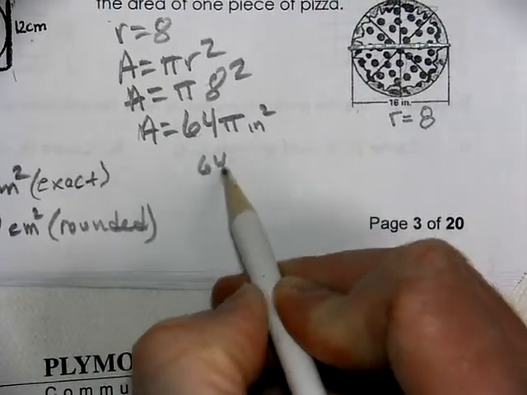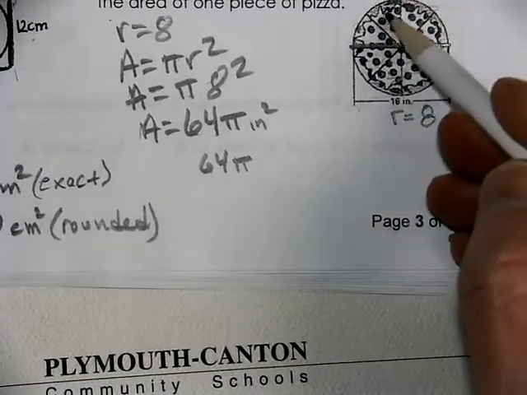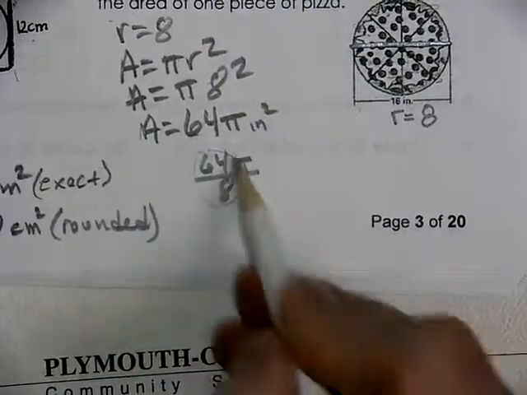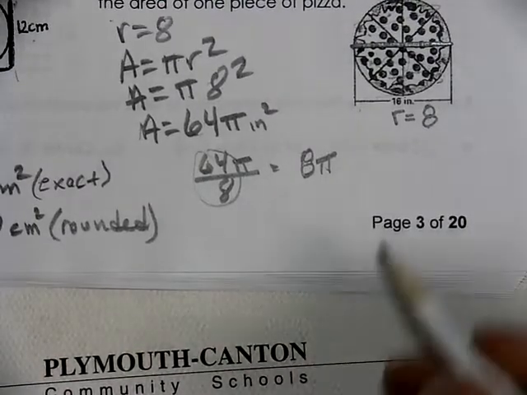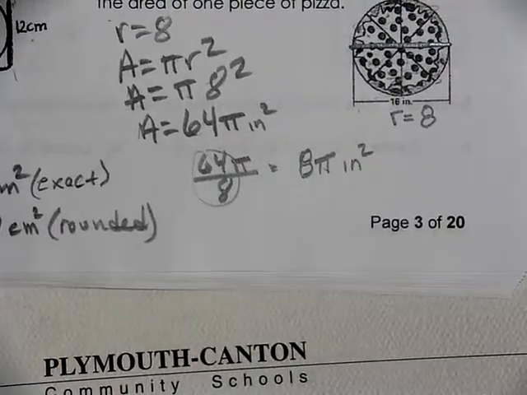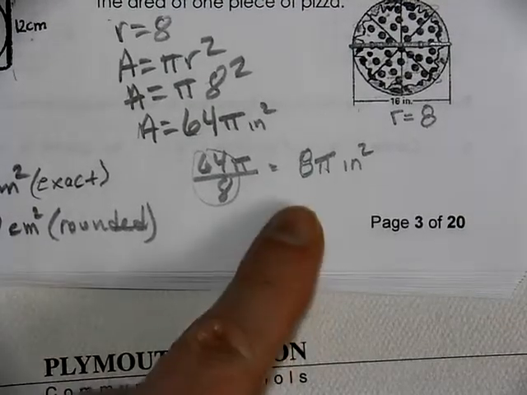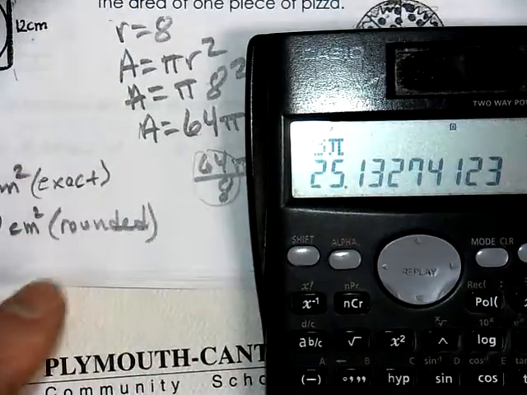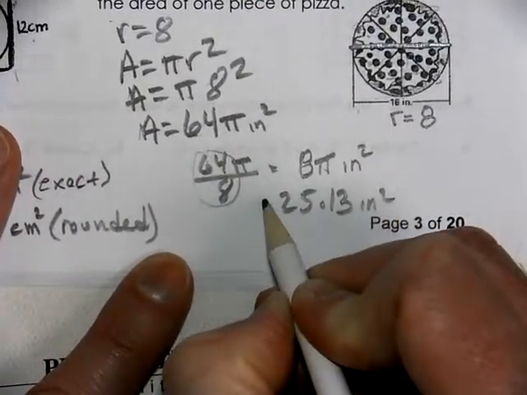Well, if I took this 64 pi, that's my area, I'm going to divide that into 8 equal pieces. Not because the radius is 8, but because there are 8 slices. And 8 goes into 64 8 times. So each slice of pizza is 8 square inches. I said 8 square inches, but it would be 8 pi square inches. So if you want to think about that as 8 times pi, that is 25.13 inches squared. That's what each slice is.